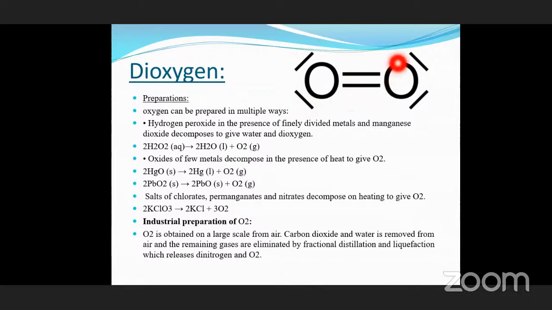Similarly, what about this one? Around this oxygen: 1, 2, 3, 4, 5, 6, 7, 8. That means this also satisfies the octet condition. In this condition, O2 shows more stability in nature. That means in between any two oxygen atoms, there is a multiple bond. What are those? One sigma bond and another one is a pi bond.